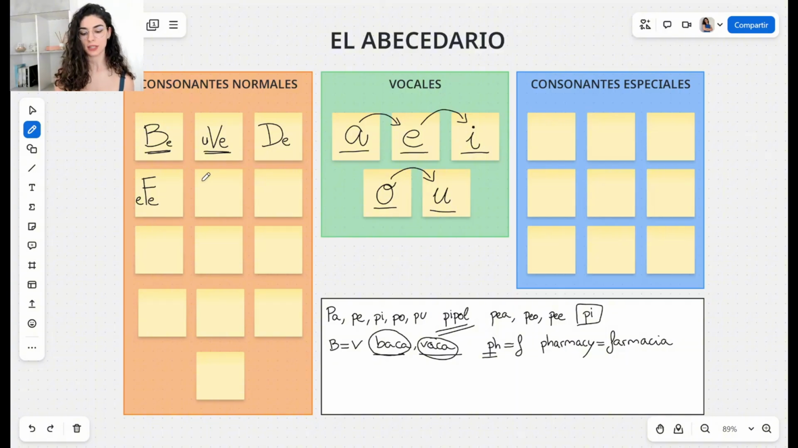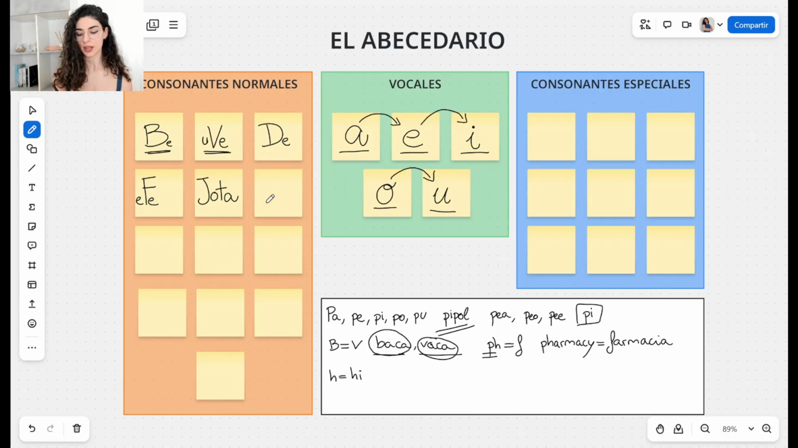Then we have letter J, the jota. It has a similar sound as the H in English, like in hi. So the sound is going to be ja, je, ji, jo, ju. Some people, depending on the part of Spain, will make it sharper or less sharp. It doesn't matter, it depends on the person.